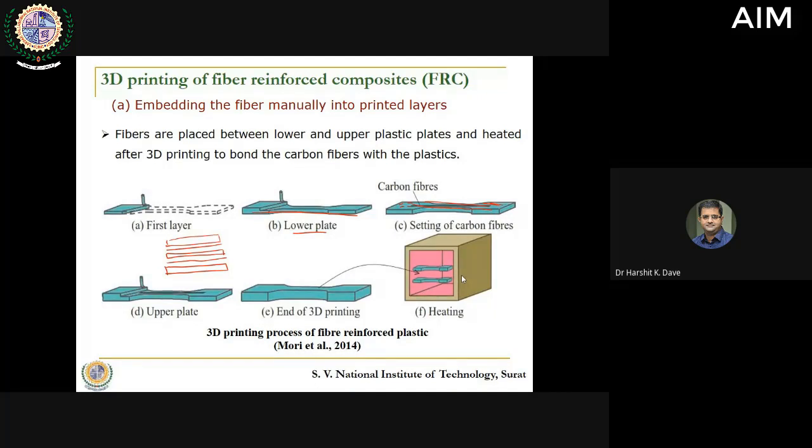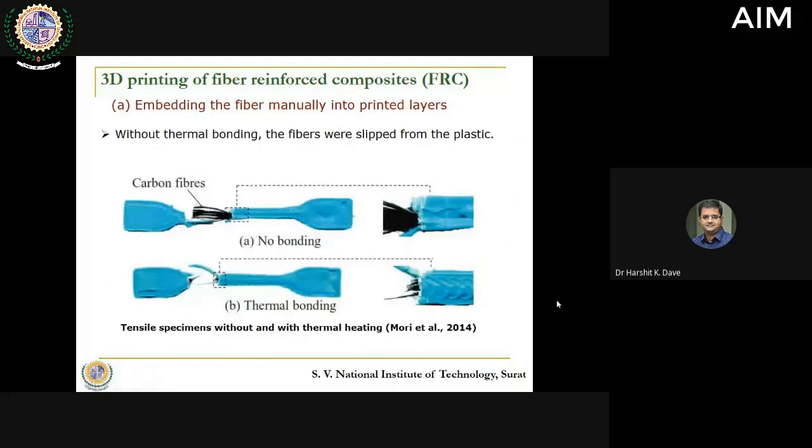Now the better experimental work which the team has reported is the effect of heat treatment. Once this part is printed, they put it in some oven and heated it for some time. And what was their observation? This was their observation. When you carry out heat treatment of these parts, proper thermal bonding takes place between the polymer and the carbon fiber. You can see over here in this first figure where there is no proper bonding. There was no heat treatment provided.